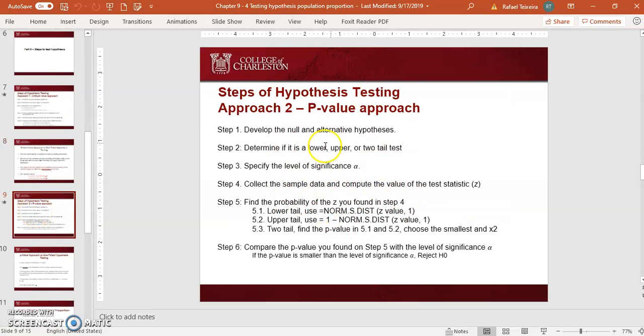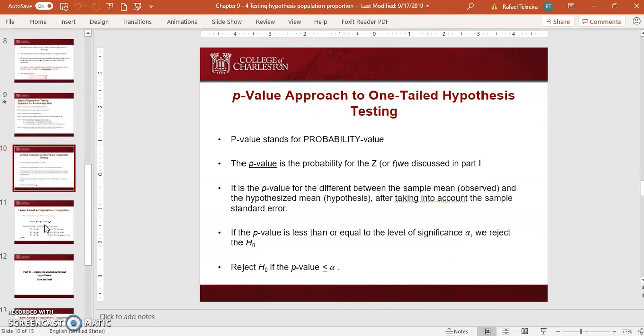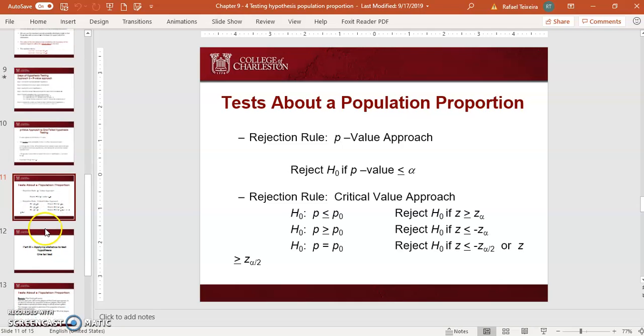Then you have the p-value approach, which has basically the same steps. You compute the z statistic, and then you use the z statistic to find the probability. Because it's an upper tail, you use this formula, and after getting the probability value of the z statistic, you compare it with the level of significance alpha that is given. If the p-value is smaller than the level of significance, you reject the null hypothesis. Very similar to the other steps, and there is nothing new.